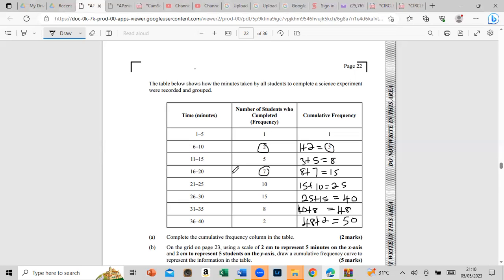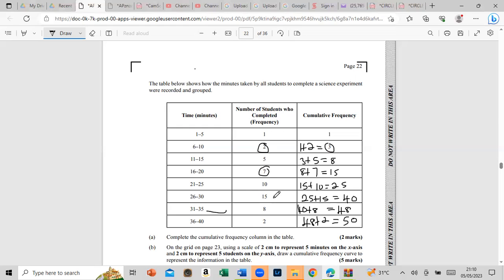If you were to draw the graph now, I'm not going to get to do the graph now, but I will do it in a video when I have all the tools and stuff. It says on the grid, you must use 2 centimeters to represent 5 minutes on the x-axis, so that's the horizontal axis, and 2 centimeters to represent 5 students on the y-axis.